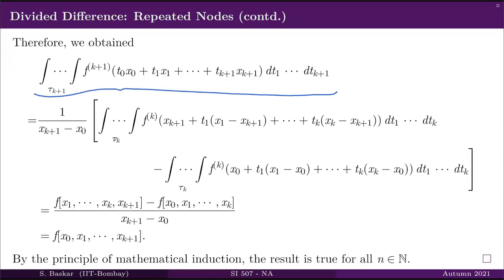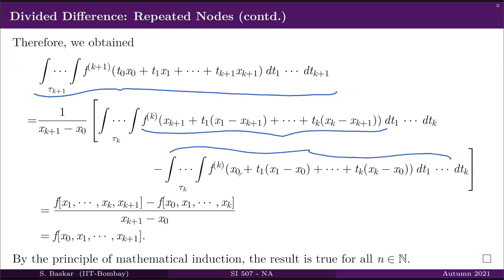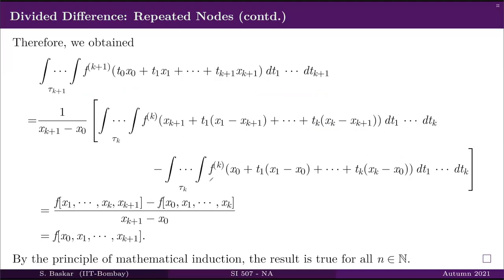I'm getting integral over tau k, the upper limit, minus integral over tau k, the lower limit, and I'm having 1 by xk plus 1 minus x naught, which I took outside, right? So this is just putting the limits and then integrating term by term. Now you can see that by our induction hypothesis, we assumed that the Hermite-Genocchi formula holds for n equal to k, right? Therefore, this is precisely the Hermite-Genocchi formula for n equal to k.